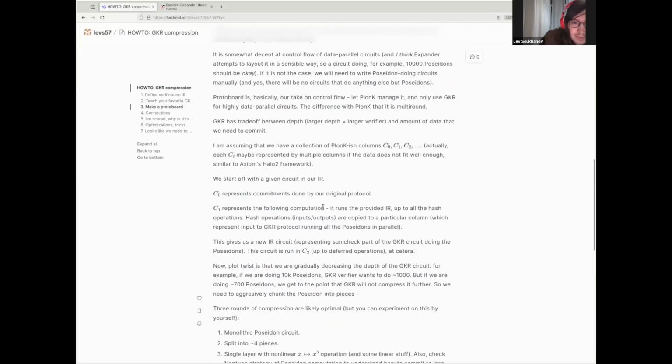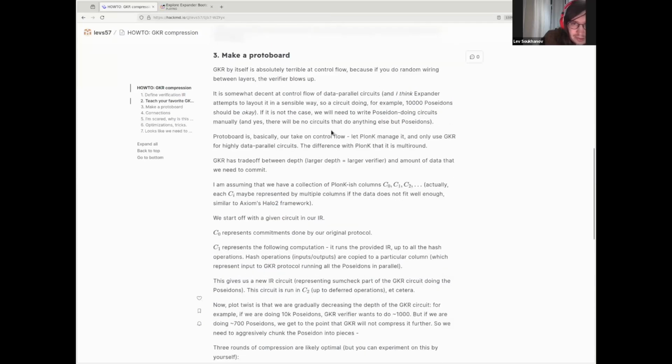And combining PLONK with GKR in general is also a very important thing, because once again, GKR excels at data parallel circuits, and PLONK excels at control flow. So okay, maybe not excels, but it's okay with, I mean, not control flow. I don't know how to say it exactly, but it is good at copying data in arbitrary places.